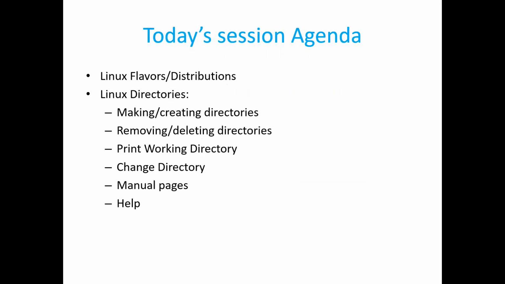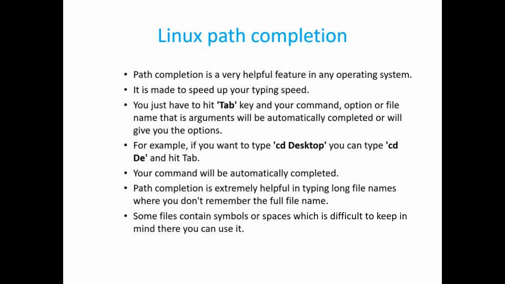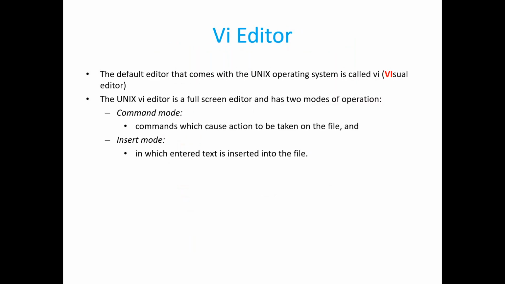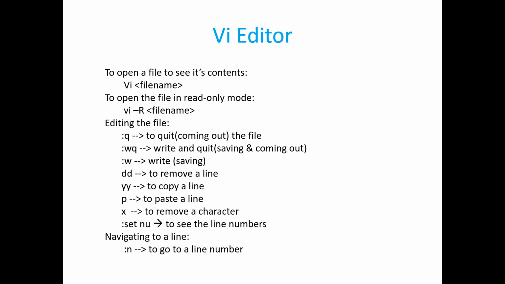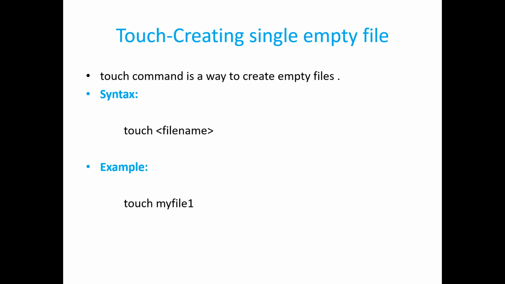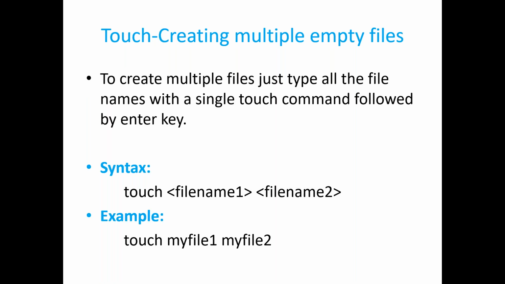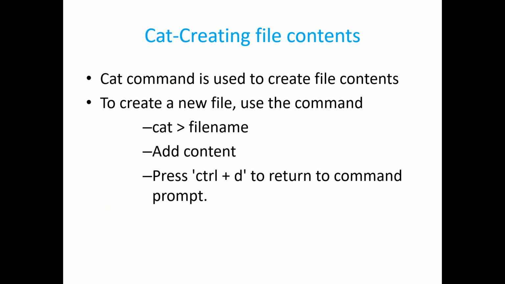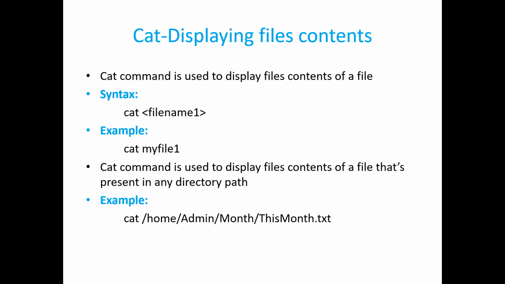So just a quick recap of what we learned yesterday. Yesterday we spoke about the vi editor, and we have seen the different options that we have got in the vi editor. And then we moved on to dealing with the files. We have seen how to create empty files by using the touch command. And we have also seen how to create a file by using the cat command as well. And the cat command can also be used to display the contents.